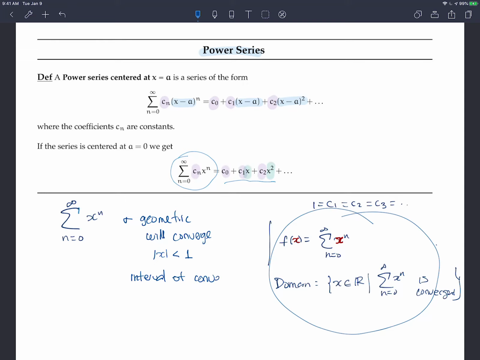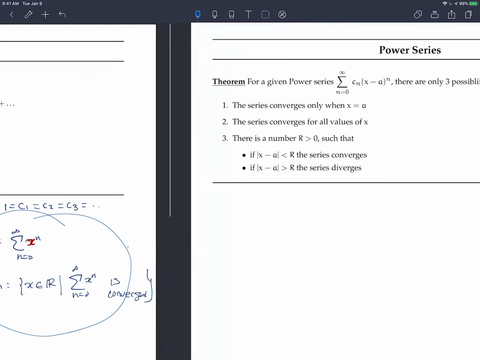So the interval of convergence would be -1 to 1. And we're going to call the distance from the center of the interval to one of the ends the radius of convergence. Okay, so we have an idea of a little bit of what this is, and where we're going with this.